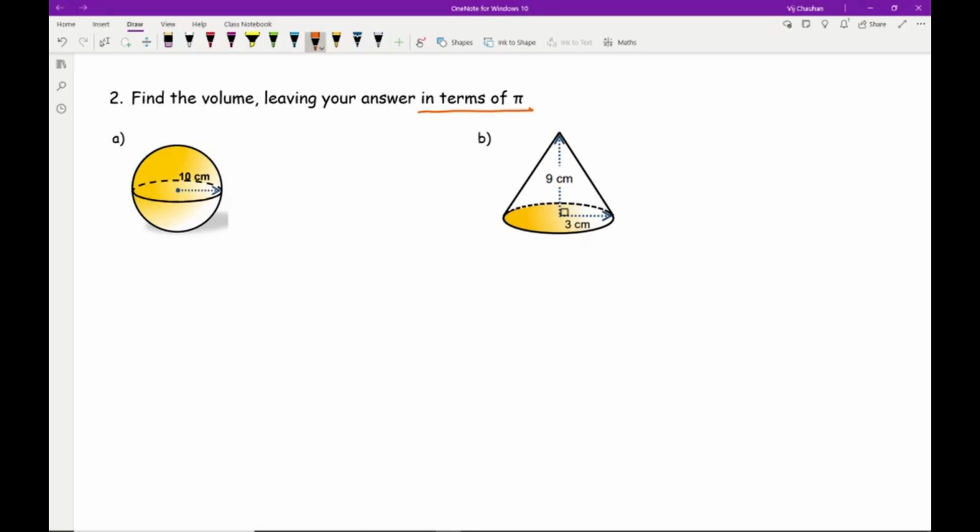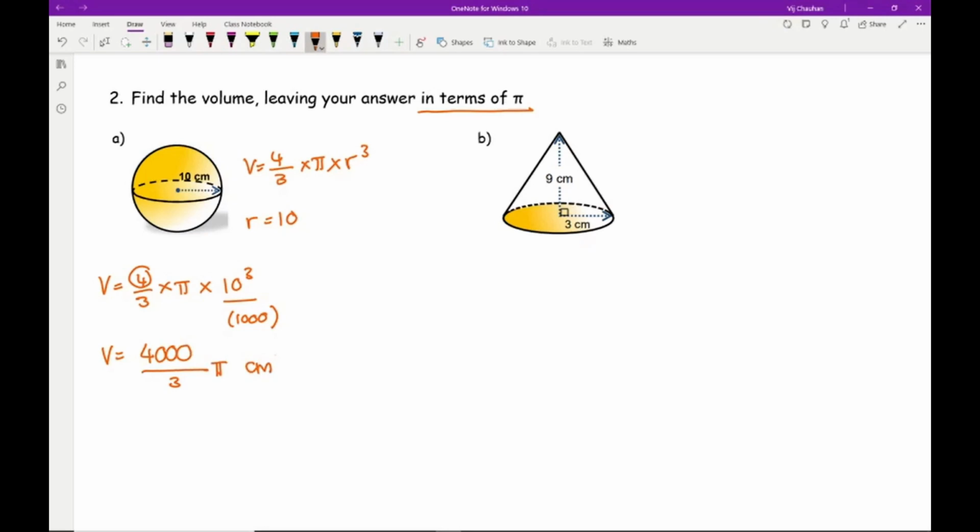So leaving in terms of pi, you'll usually find it's either going to be a sphere or some form of cone. For this, remember that our formula is 4/3 times pi times r cubed. Here we've got r equals 10. So V equals 4/3 times pi times 10 cubed. Now 10 cubed is 10 times 10 times 10, which is 1,000. So if I do 4 times 1,000, I get 4,000. I've then got to divide that by 3, and then I've got a pi. And there is your answer in terms of pi.